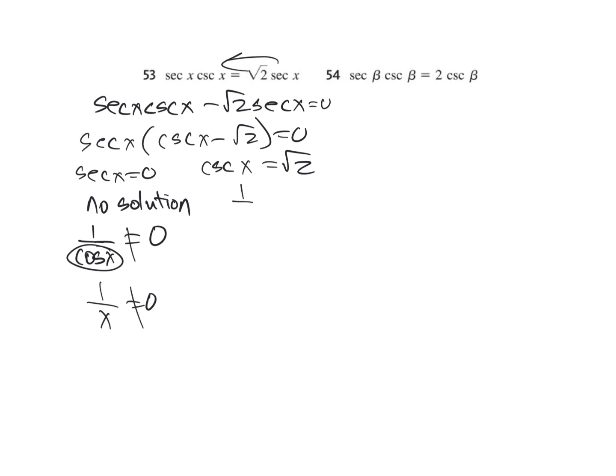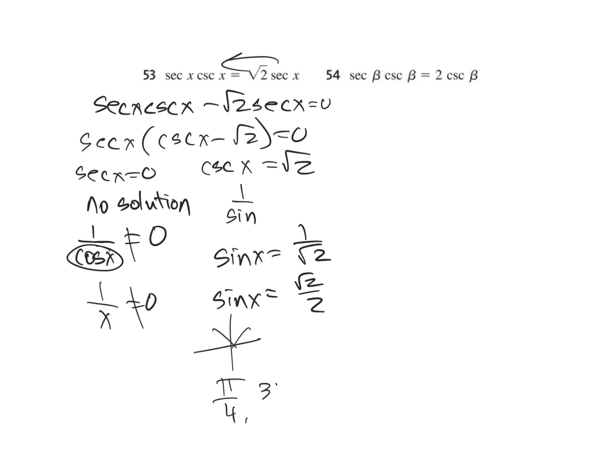Cosecant is 1 over sine. So instead of doing 1 over sine, let's do sine of x equals 1 over the square root of 2. All right, so this is sine of x equals square root of 2 over 2. So where's the y value positive? Those would be pi over 4 and 3 pi over 4. And that would be your answer.